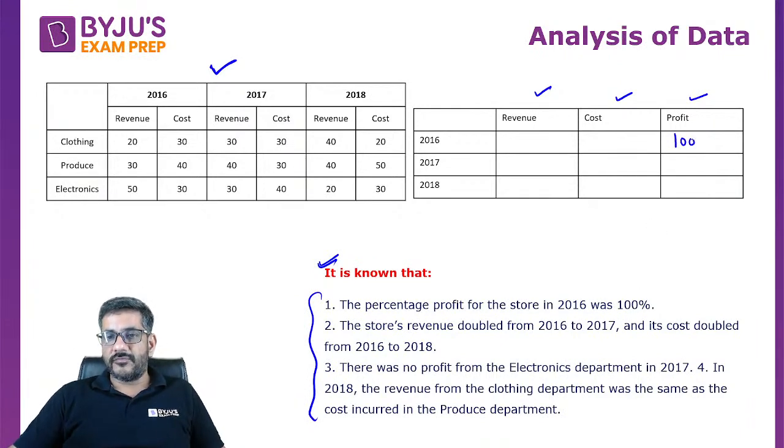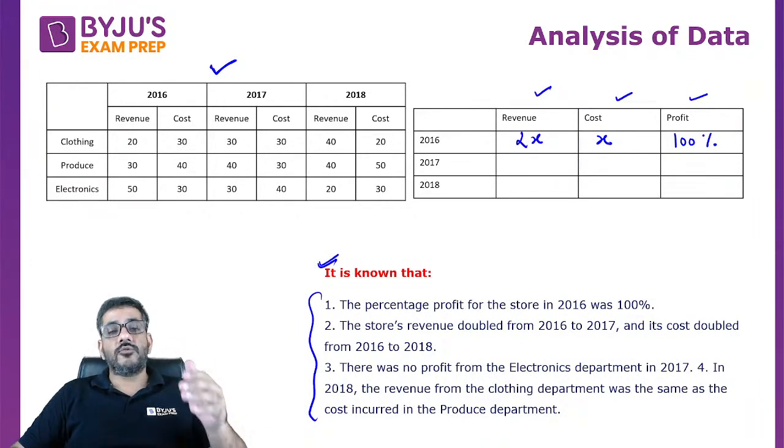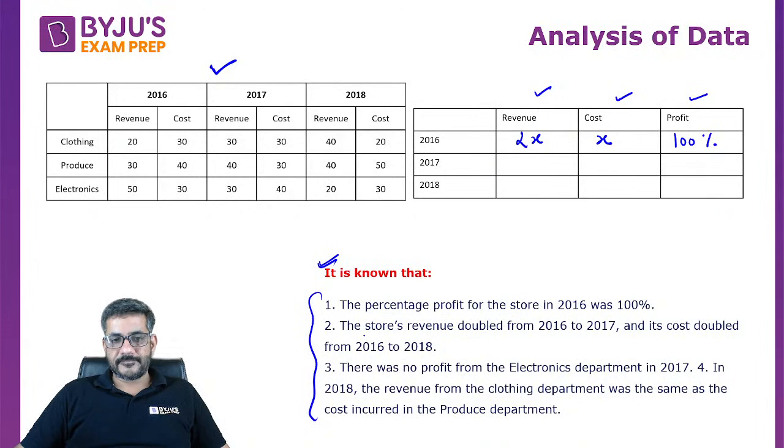So percentage profit is equal to 100%. And if a profit is 100%, can I straight away say that revenue is double of the cost? The selling price is double of the cost. The profit will be as much as the cost. So cost and profit are equal. Only in that case you have 100% profit. So I've written x over here and 2x over here.